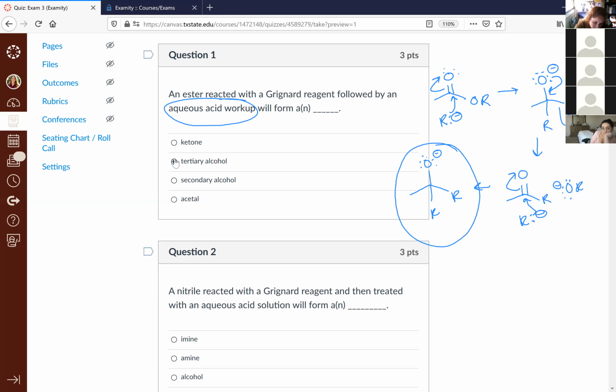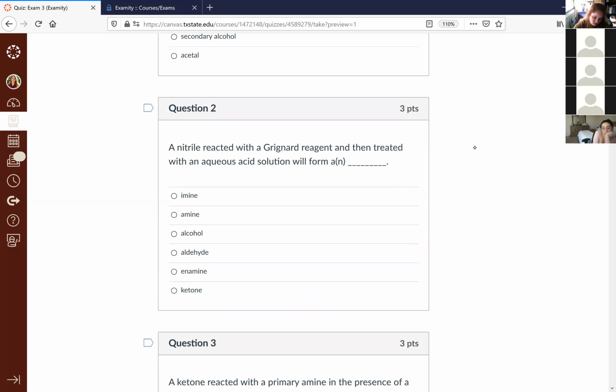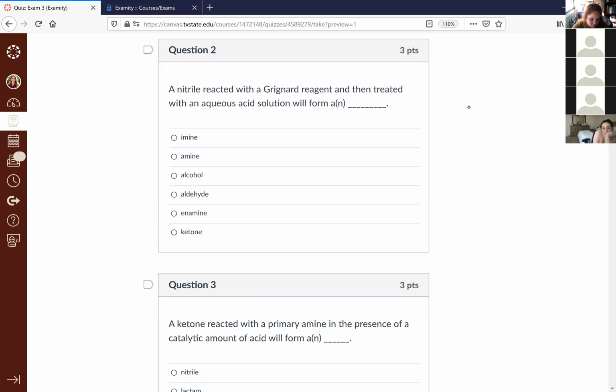So I'll do the next one while we have the annotations open. A nitrile is reacted with a Grignard reagent and then treated with an aqueous acid solution. Oh, the answer is actually not on screen. So is it okay if I clear the drawings from the previous question? Yes. Okay, so the options, and I gave you a bunch of them: imine, amine, alcohol, aldehyde, enamine, ketone. Does anybody know the answer?